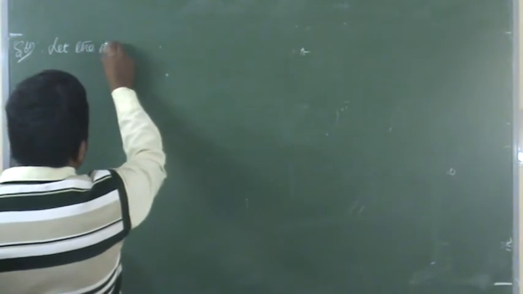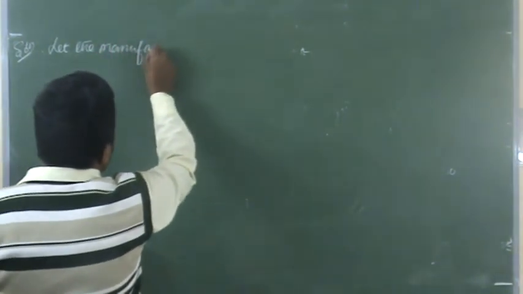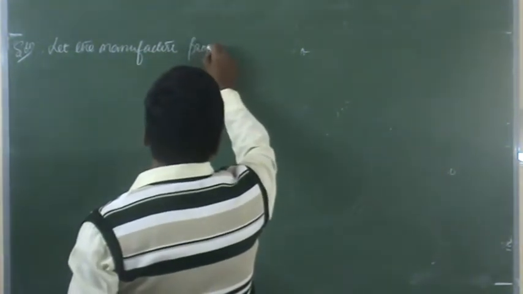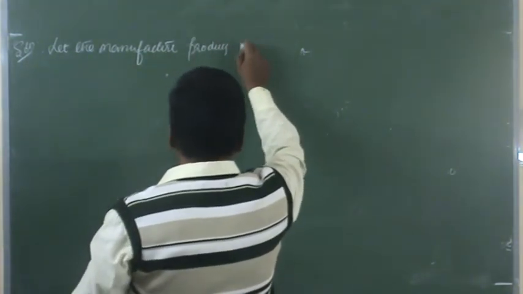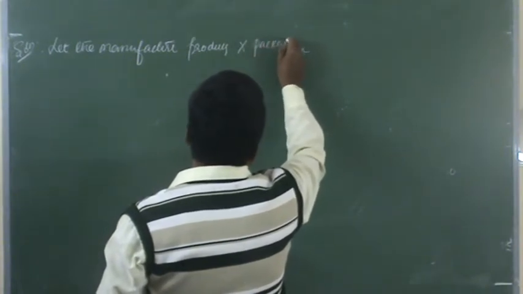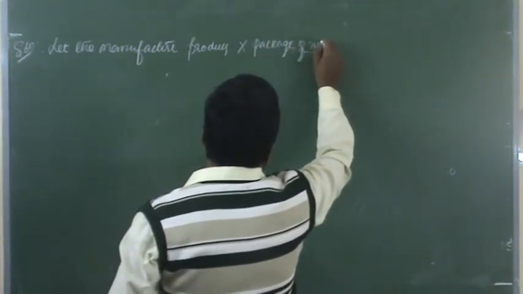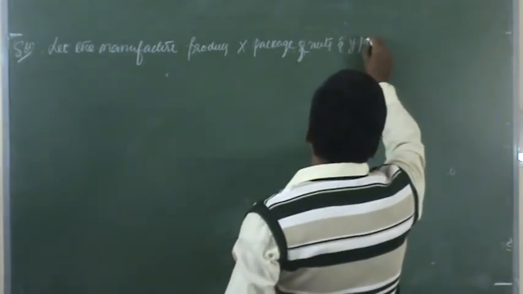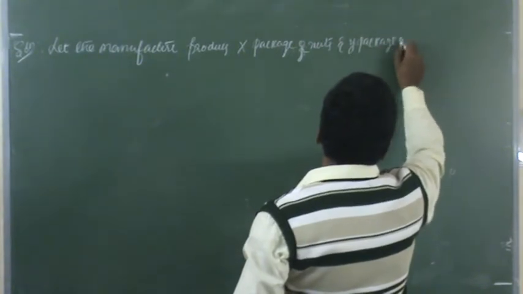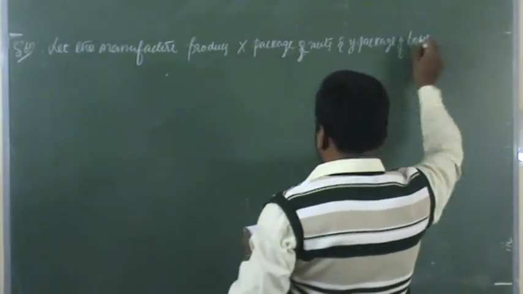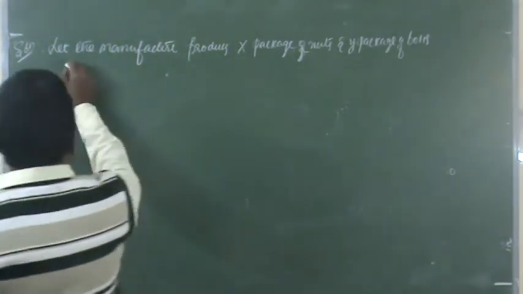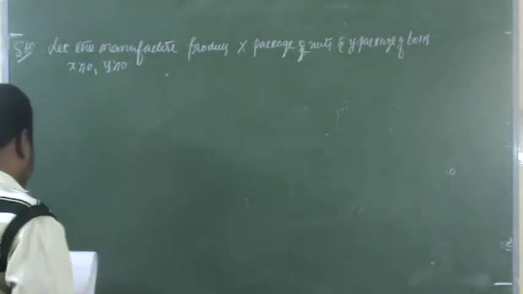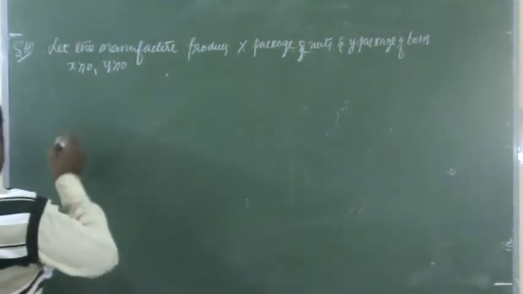Let the manufacturer produce X packages of nuts and Y packages of bolts. Therefore, X is greater than or equal to 0, Y is greater than or equal to 0. Okay, so I will write the given data.